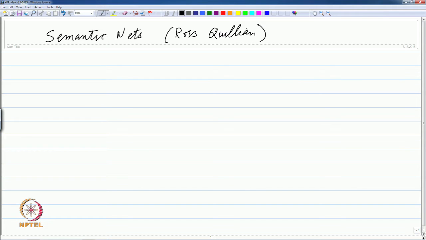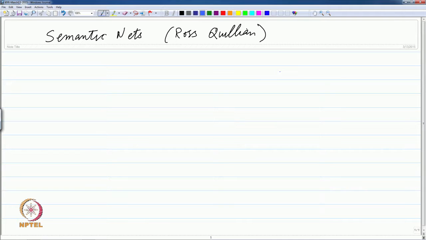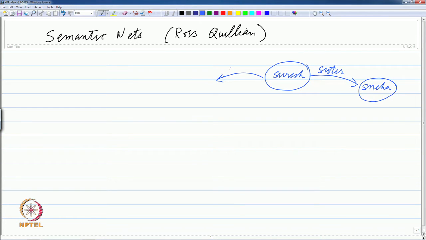So, essentially a semantic net is a graphical form of representing logic statements. So, you might have something like this. For example, you are talking of Suresh and you might say that Suresh has a sister, let us say who is called Sneha, and Suresh has a wife, let us say she is called Janki, and then maybe Janki has a brother who is called, let us say, Rakesh, and so on and so forth.